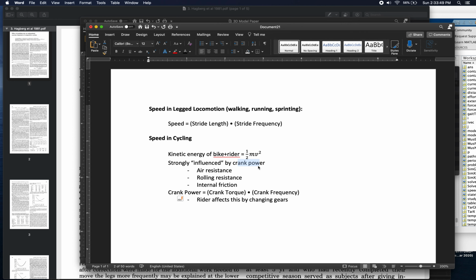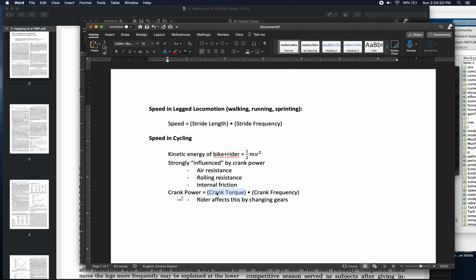But just broadly speaking, the faster that you want to travel on a particular bike under a particular set of circumstances, the more power you're going to have to produce on the crank to do that. Okay, so crank power here is sort of our analog in cycling for speed in legged locomotion. Now, just like in locomotion, where I could use lots of different stride lengths and stride frequencies to go at a certain speed, in cycling, I can produce the same crank power with lots of different combinations of crank torque and crank frequency. Okay?